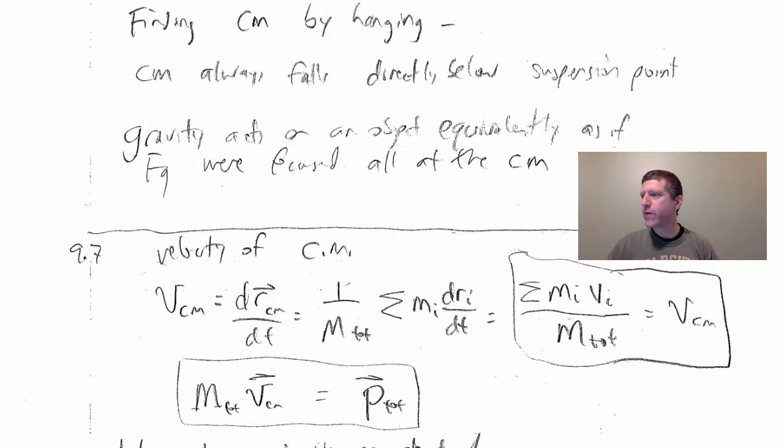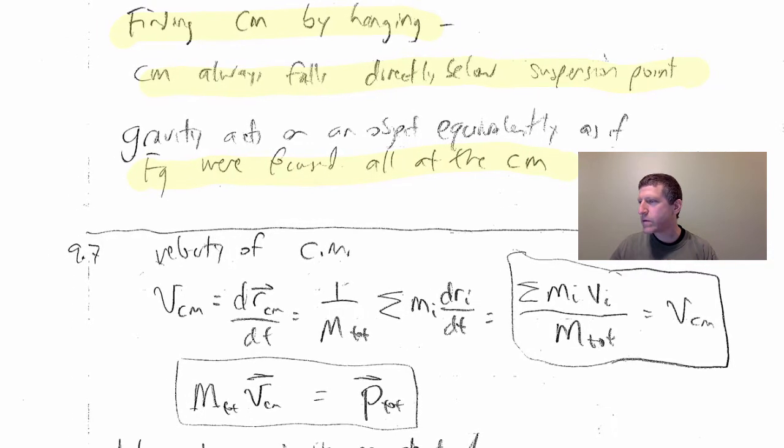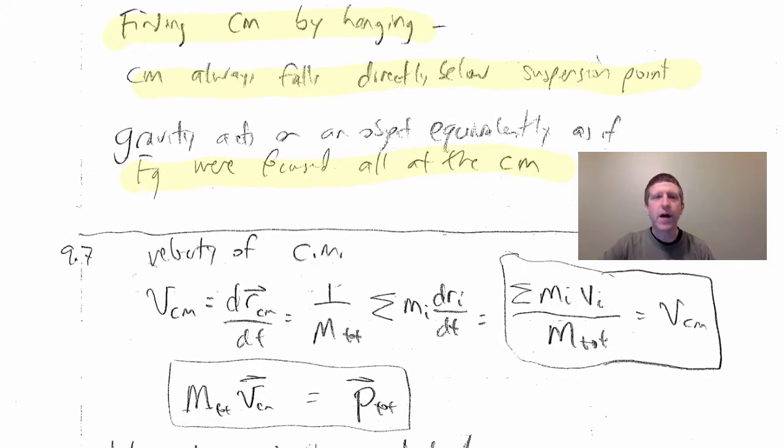So that is how you find the center of mass by hanging something. Now, because the center of mass always falls directly below the suspension point, gravity acts on an object equivalently as if the force of gravity were all focused at the center of mass. And this is why when we do universal gravitation problems, it's not the distance between the objects, it's the distance between the object centers.